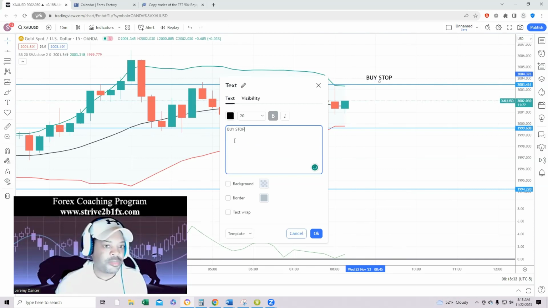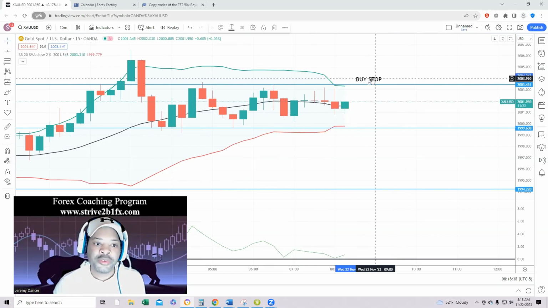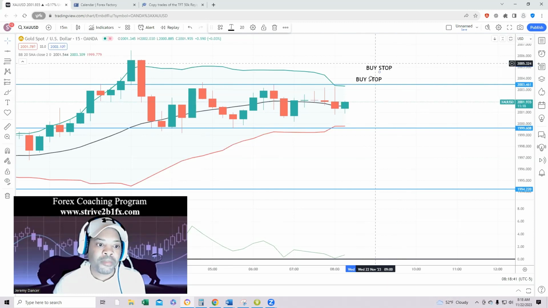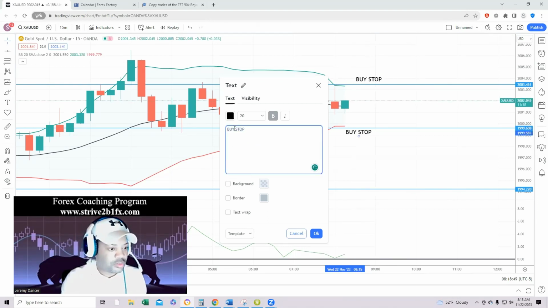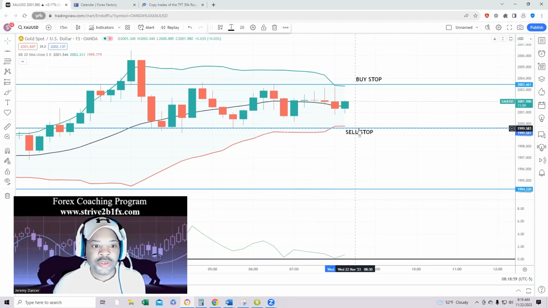buy stop. And I'm going to do this on my MetaTrader 4 as well. And we'll put a sell stop here. So these are the two areas where I am going to place my trades.